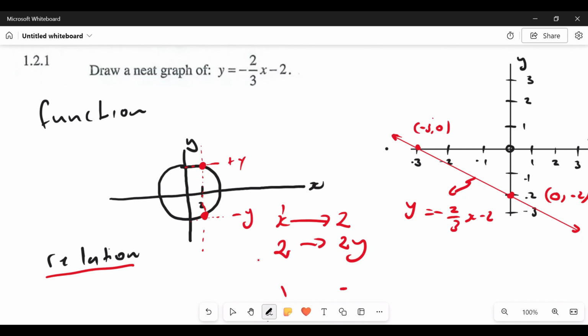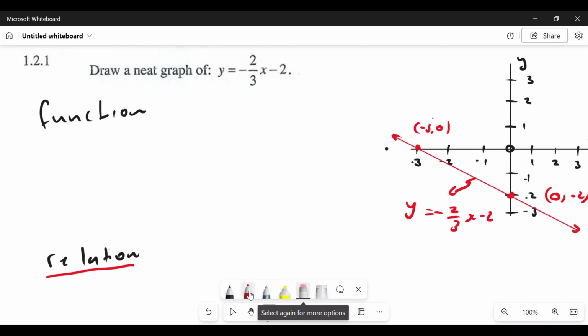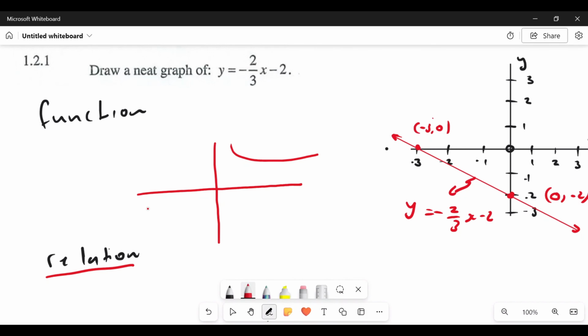Now let's use another example of a graph. Let's say we have a graph like this, a hyperbola. As you can see, now the hyperbola is no longer cutting y. Is this a relation or is this a function? How do you do it? It's very simple. You just take any x value, let's say this is positive 2. If it cuts the graph twice, just know that it's going to be a relation. If it cuts once, it's going to be a function.